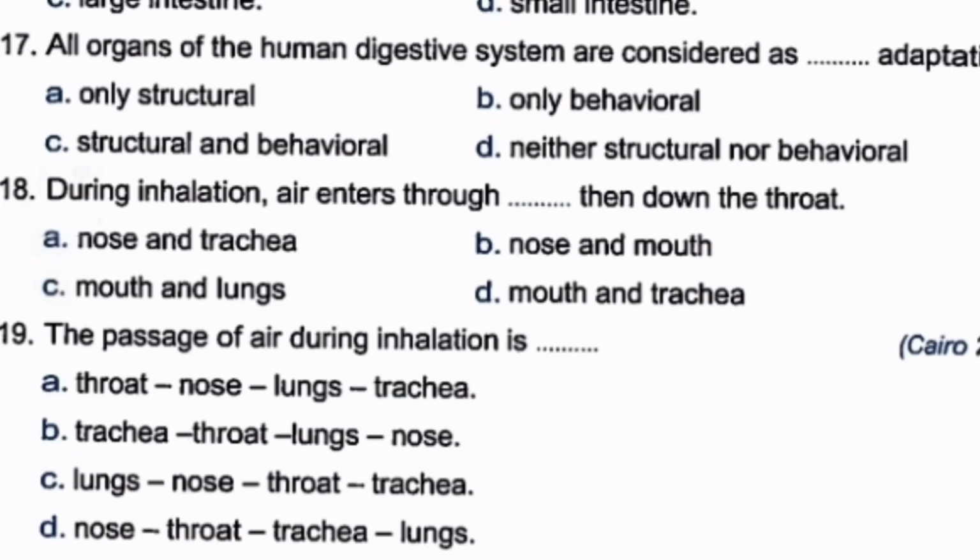Number 17. All organs of the human digestive system are considered as blank adaptation. Which type of adaptation? Only structural, only behavioral, structural and behavioral, neither structural nor behavioral. All systems in the human body are considered as structural adaptation. So the right answer is letter A, only structural.